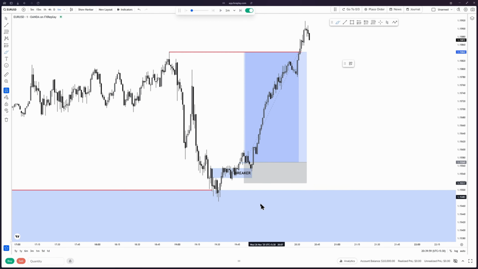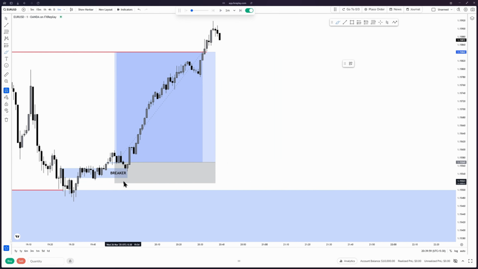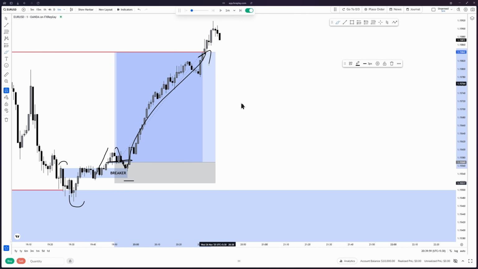Now let's break it down clearly. We had a breaker block because we formed a low and a high and price broke above it. We had a fair value gap, we entered on it, price triggered our order, and it delivered our target. This is a perfect example of the unicorn model.